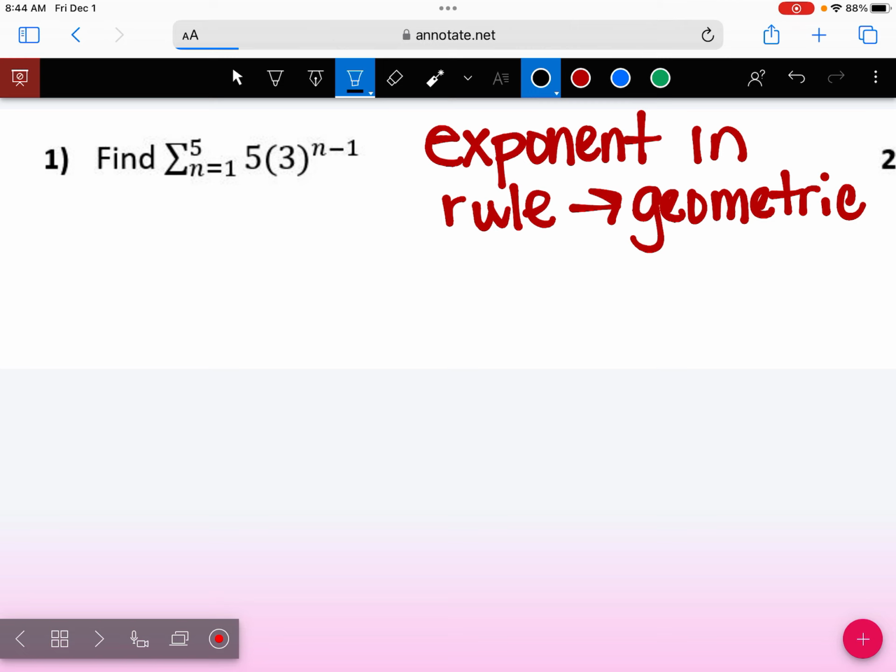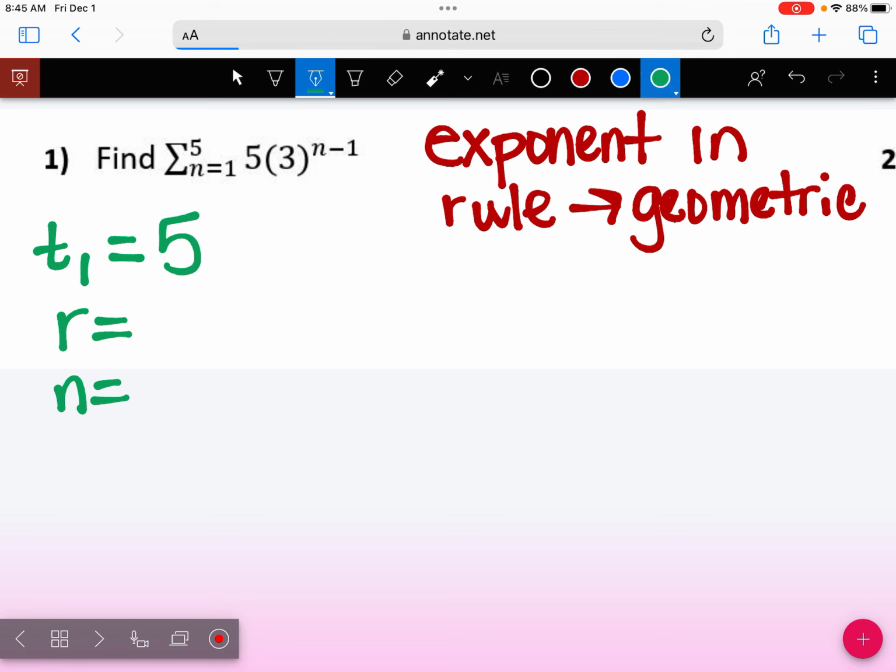So remember, there's only 3 things that we need to know. We need to know T1, we need to know r, and we need to know n. T1 is the number in front of the base. So my first term in this example would be 5, because this is a geometric general rule. So 5 is my T1. What is the common ratio? 3. And what's the number on top of the sigma? 5.